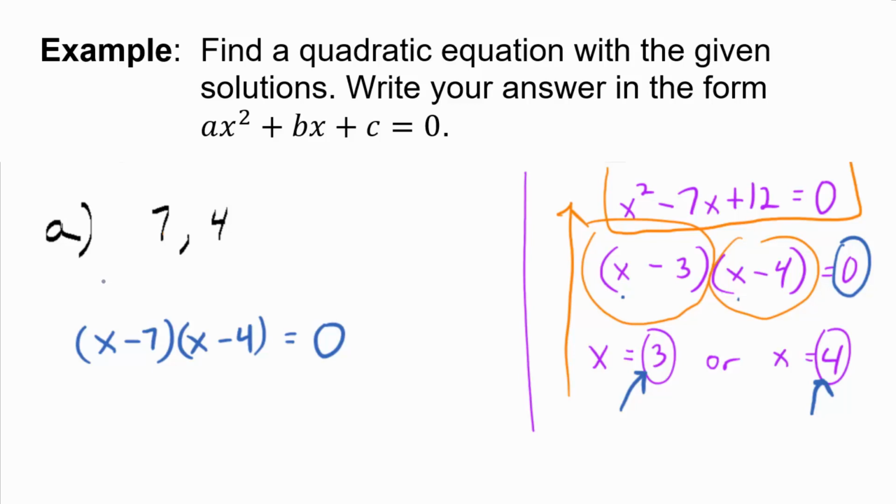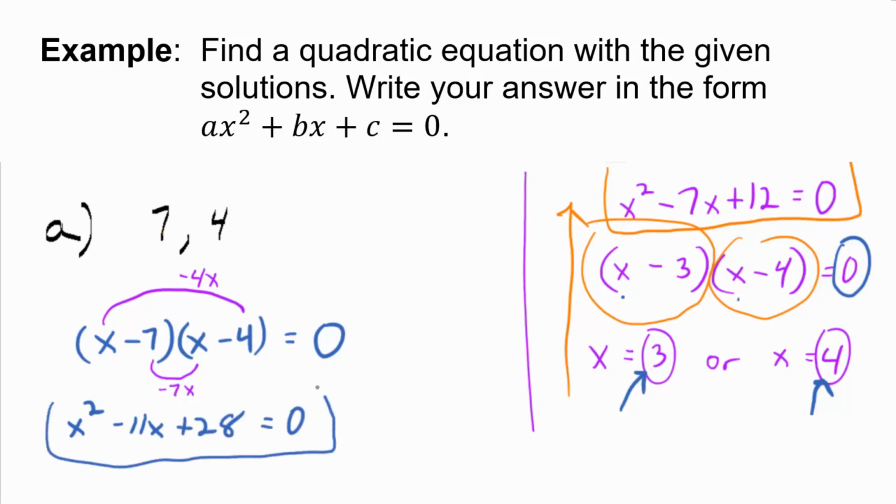Now, don't get me wrong, speed's not everything, but you don't want to be super slow either. So see how fast you can do it. FOIL method: first, outer, inner, last. What do you get when you multiply out the first terms? X squared. What do you get when you multiply out the outer? Minus 4x. The inner? Minus 7x. What do you get when you add those together? Minus 11x. And then when you multiply the last terms together? Plus 28. Don't forget equals 0.